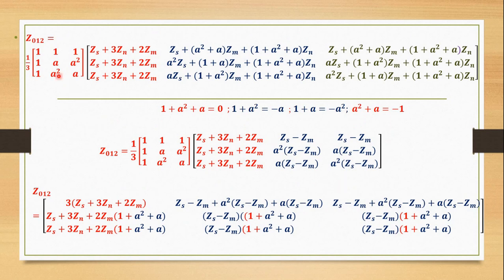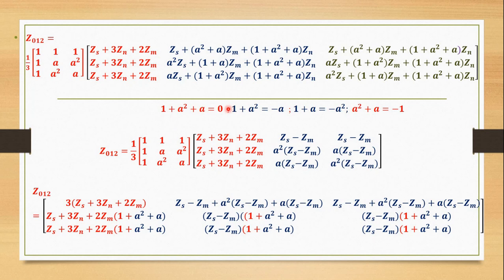Next, Z012 equal to, we have to reduce this matrix by applying suitable expressions. So the first one is 1 plus A square plus A equal to 0.